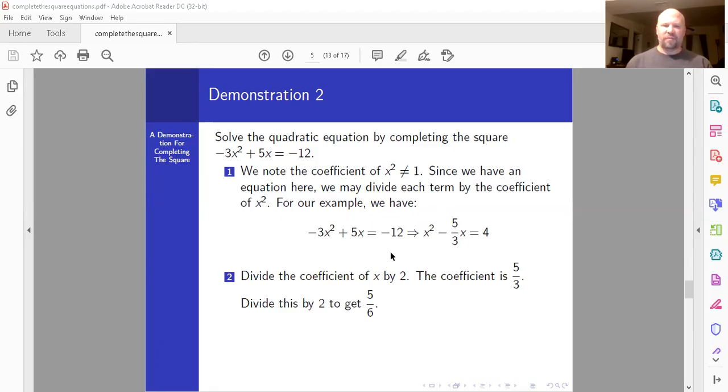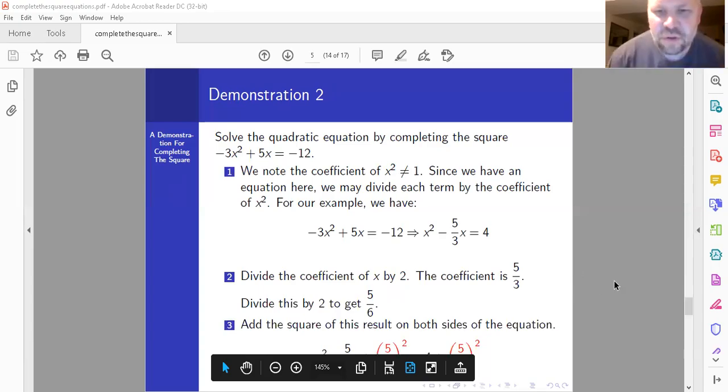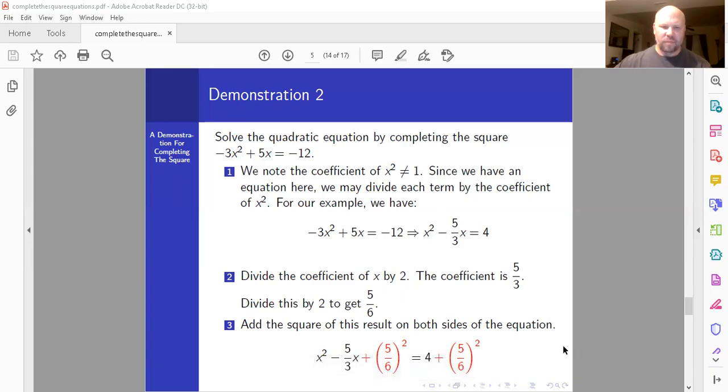We divide the coefficient of x by 2, and the coefficient is 5/3. Divide this by 2, and we get 5/6. Square that result and add it to both sides of the equation. So when we do that, we have x squared minus 5/3 x plus 5/6, all of that squared, is equal to 4 plus 5/6, all of that squared.